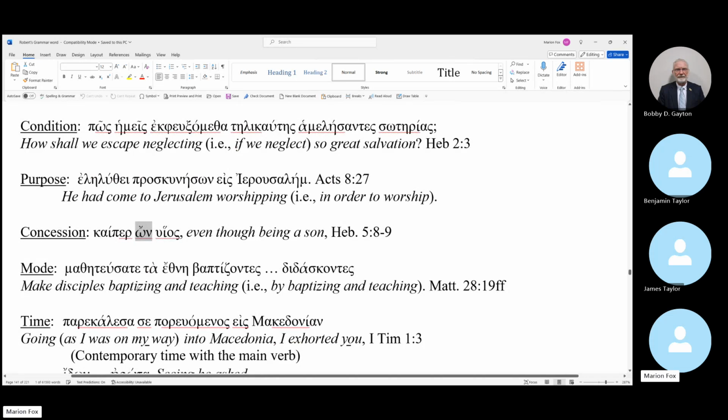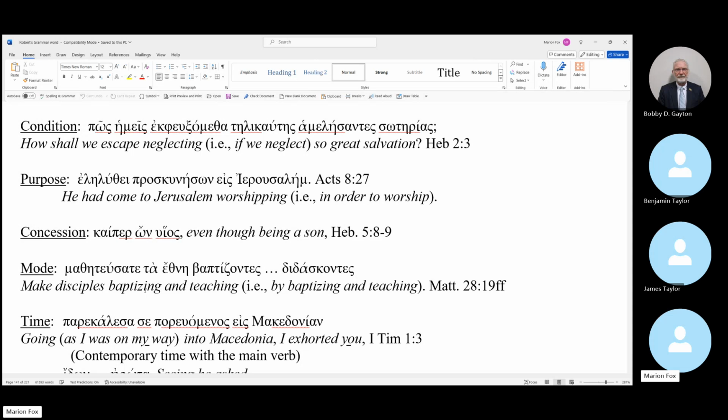Here's another one, mode. This is in the Great Commission. I call it the Apostolic Commission. Matthew 28:19, matheteusate panta ta ethne, baptizontes, didaskontes. I thought that was misspelled. Okay, I was trying to see if it was misspelled.